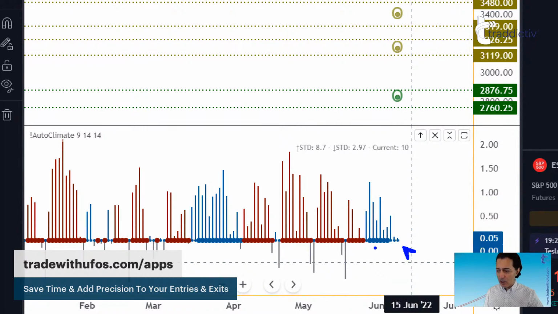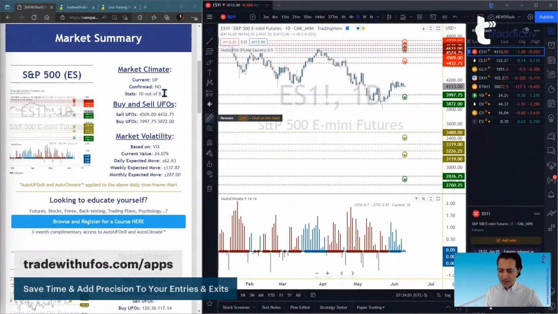It's not a thick dot like this one. It's thin. This means that while the climate is up, and being a buyer carries a statistical advantage at this moment in time, the fact is that this climate is not confirmed, and when the climate is not confirmed, it actually denotes that we don't have a statistical edge on our side.